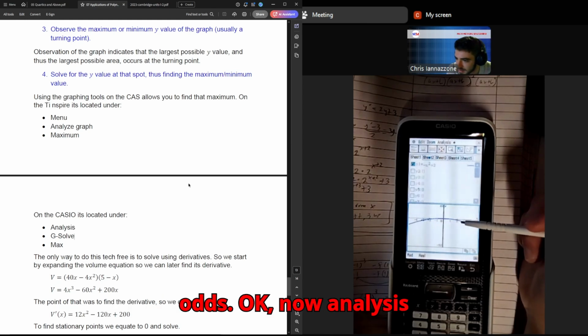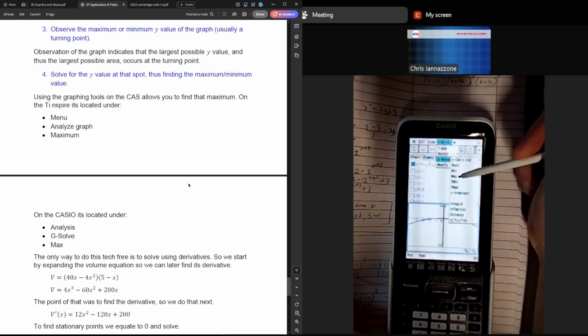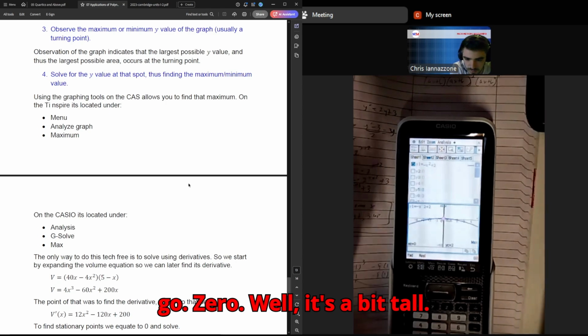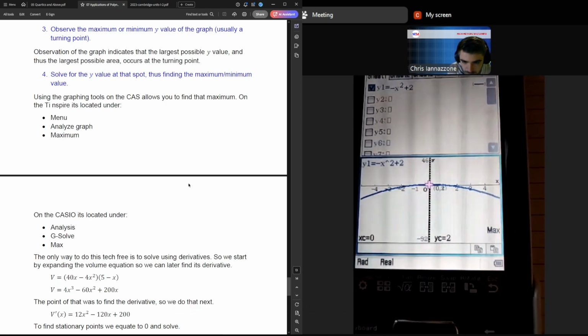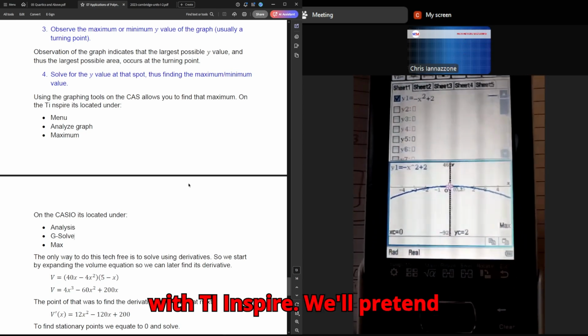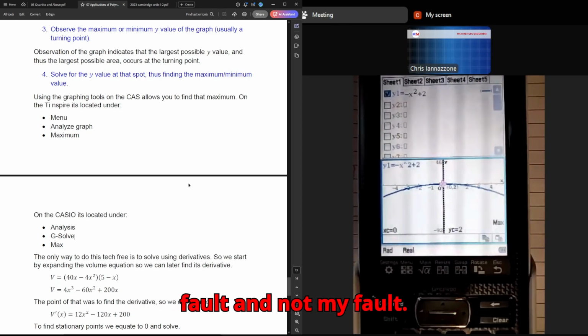Okay, now Analysis, Gsolve, Max. There we go. It's a bit tall. There we go, 0, 2. As I said, I'm worse at the Casio than I am with the TI Inspire. We'll pretend it's the Casio's fault and not my fault.